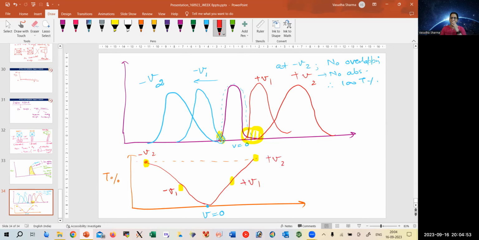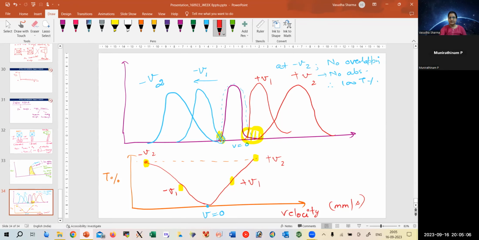So this graph is the transmittance versus velocity, in millimeter per second. This graph is between the velocity and the transmittance, where we saw the Doppler effect and we got a curve like this way. And this is the way the Mössbauer spectra is going to look. And that is the transmittance versus velocity difference.